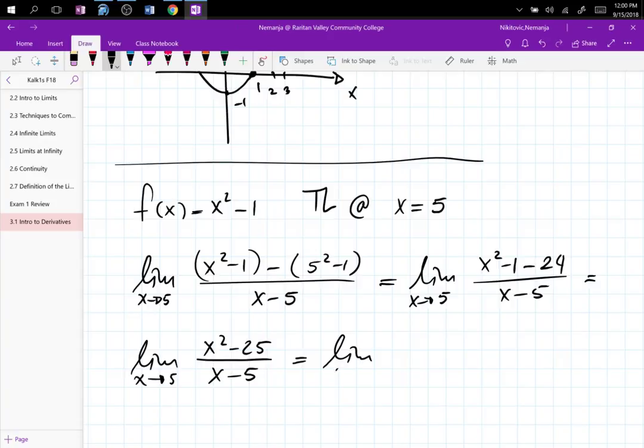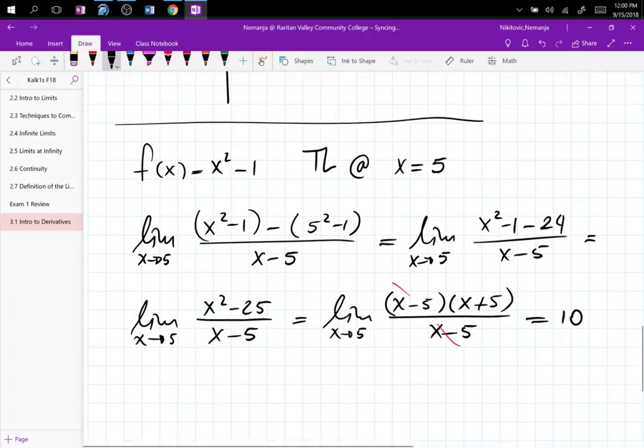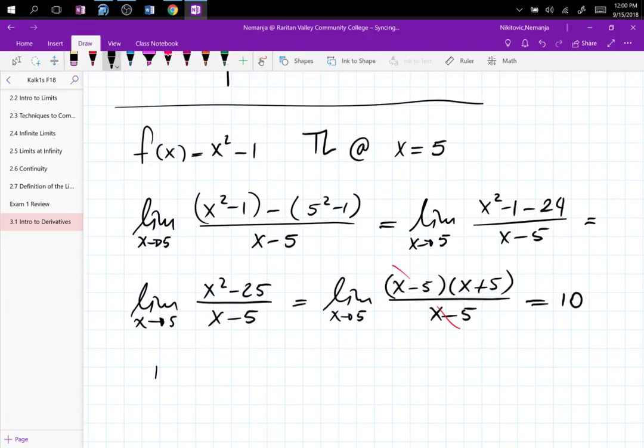Again, factor, cancel. x minus 5, x plus 5 over x minus 5. And we get 10. So the tangent slope is 10 at x equals 5.